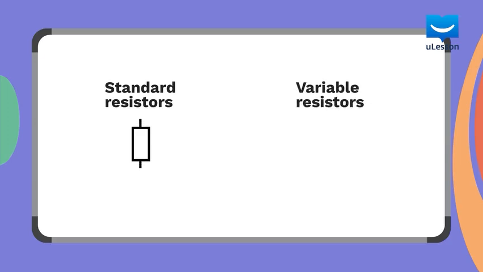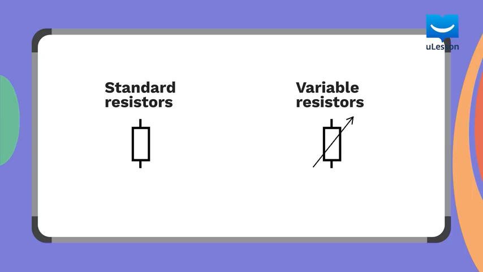Resistors with a constant resistance value are sometimes known as standard resistors and are represented with a box that has two lines protruding from its sides. Variable resistors are resistors whose resistance can be varied within a defined range. Variable resistors are represented by the resistor sign with an arrow across it.